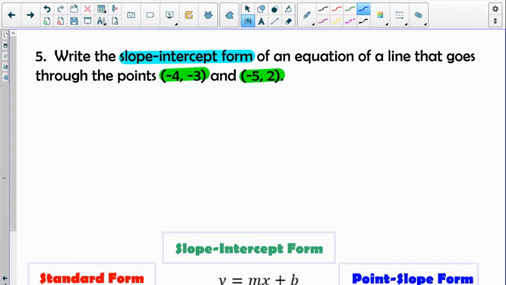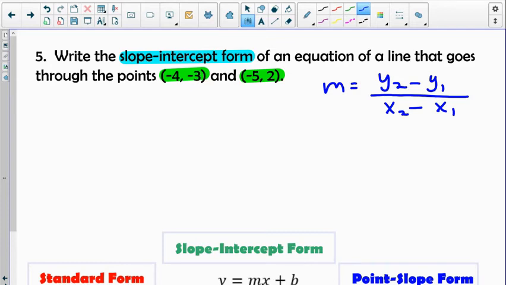I don't have any graph paper in front of me, so I don't want to plot these 2 points and just count rise over run. If you have graph paper, you could certainly do that. But we actually have this slope equation. Let's see if you remember what it was. The slope is when you subtract the y-coordinates in the numerator and the x-coordinates of 2 points in the denominator.